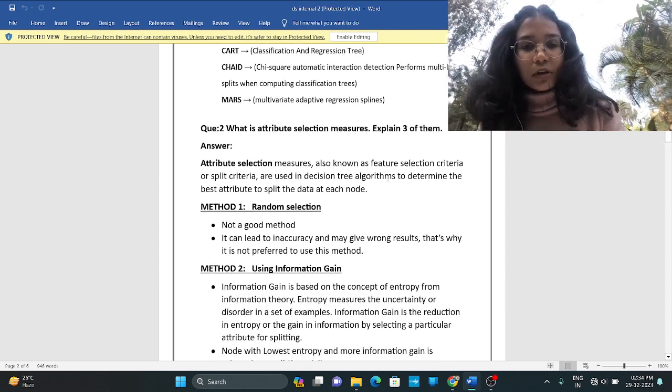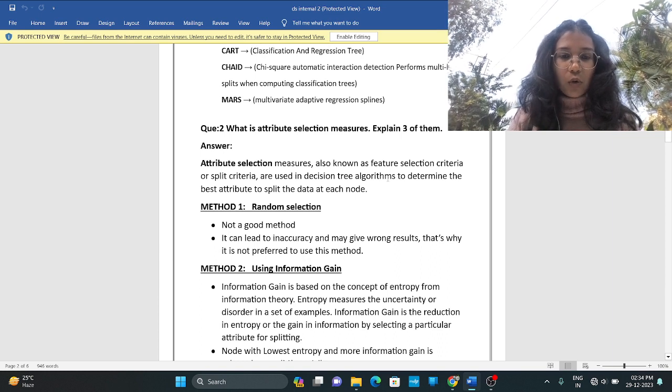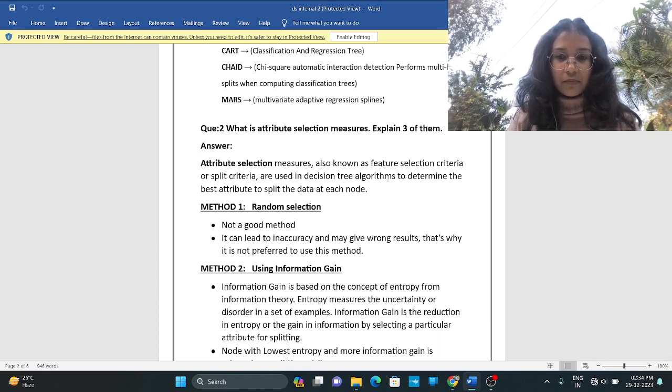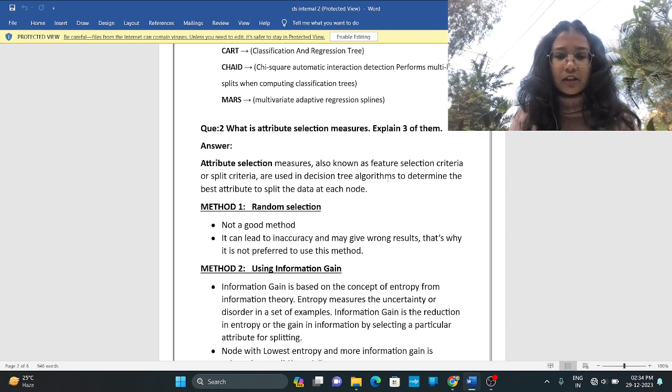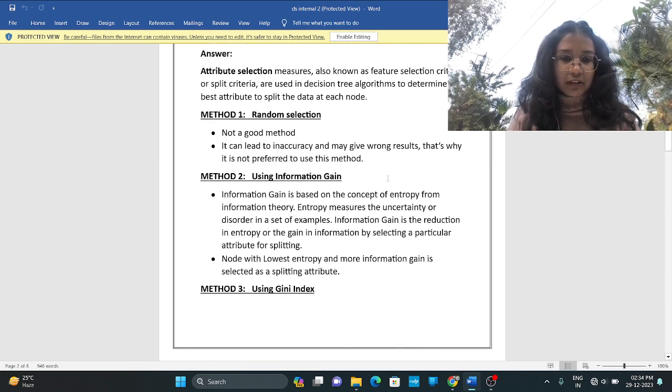Let's start question number 2. Question number 2 is, what is attribute selection measure? Explain 3 of them. Answer. Attribute selection measure, also known as feature selection criteria or split criteria, are used in decision tree algorithms to determine the best attribute to split the data at each node. Method 1. Random selection. Not a good method. It can lead to inaccuracy and may give wrong results. That's why it is not preferred to use this method.